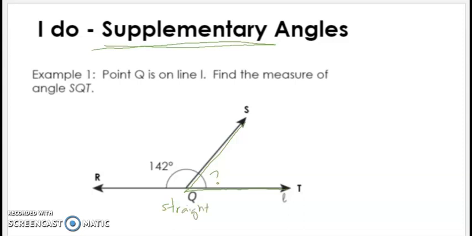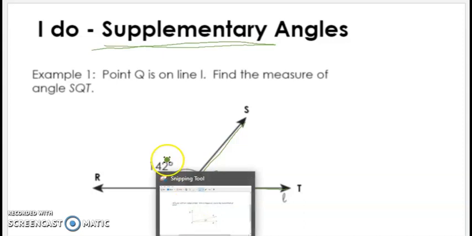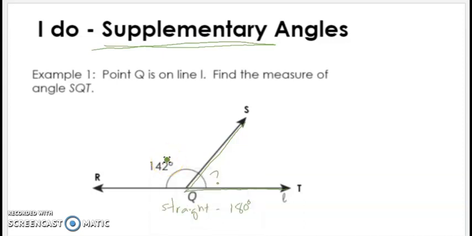And I know something about that, right? When I look at these, I say, oh, well, together, they make a 180-degree angle. So if this part of the straight angle is 142, I can use that to figure out what the rest of it is to make 180. So it's whatever's left, 180 minus the 142 that I already know, is going to give me this angle SQT. So that would be, well, let me do that real quick, 38 degrees left, it looks like.